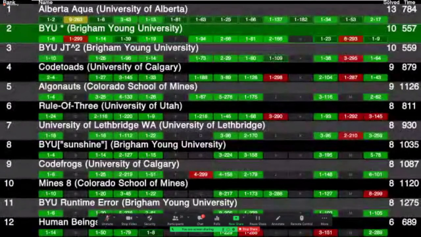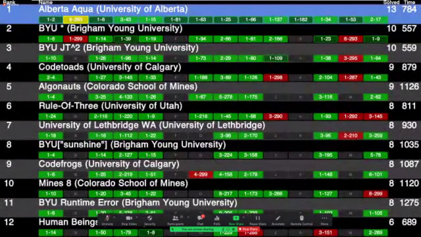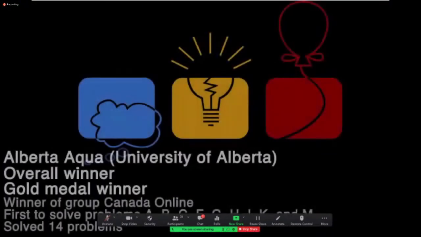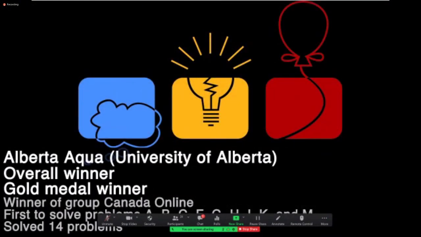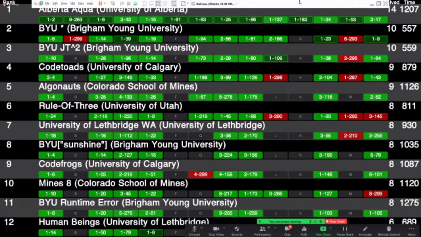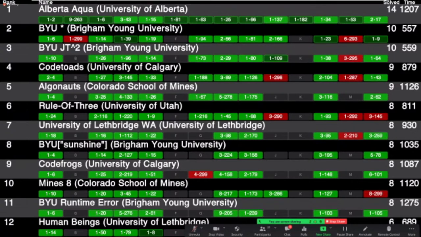And then did Alberta Aqua get anti-aliasing? Boom, they got anti-aliasing. Wow, excellent work. Only what, 9 submissions? But 9 submissions and you get it, that's great. So please join me in congratulating everyone here, and in particular Aqua, BYU Star, and who knows if we have others going to the NAC. So thank you very much. Congratulate them all. Yes. Congratulations, everybody. Good job.